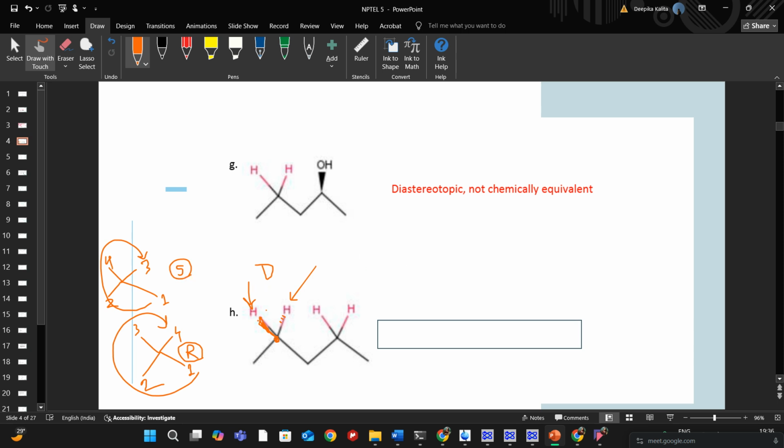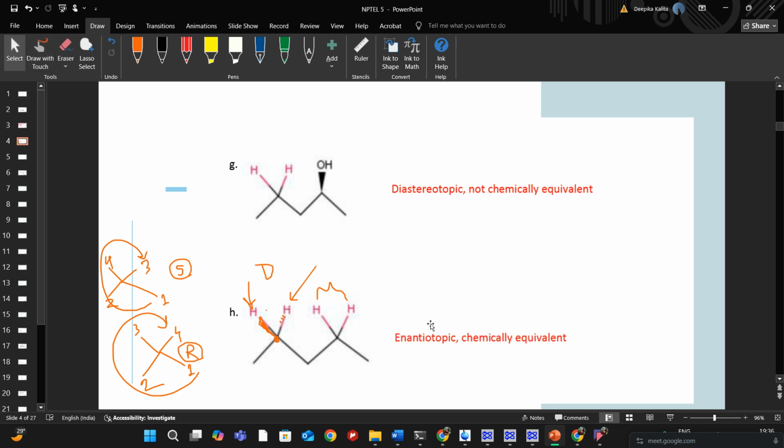Hence, these two protons will be enantiotopic protons. Same thing you can figure out for these two protons, and you will notice that these two are also enantiotopic protons. Hence, these four protons will be enantiotopic and chemically equivalent.